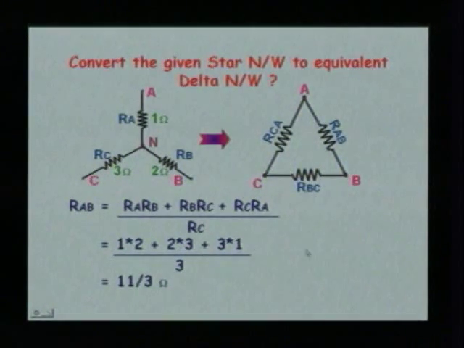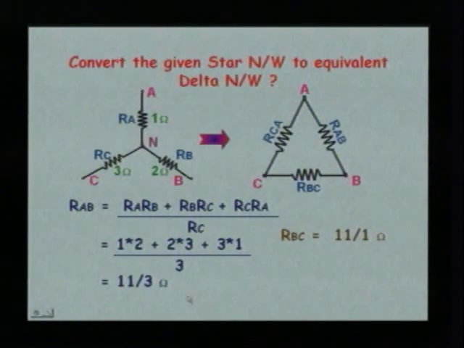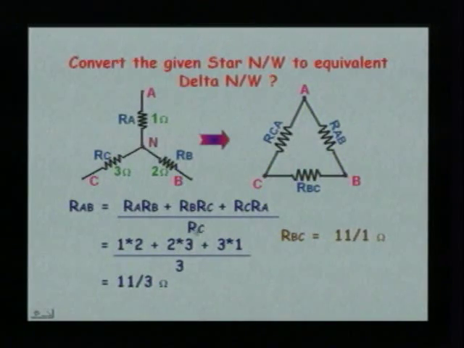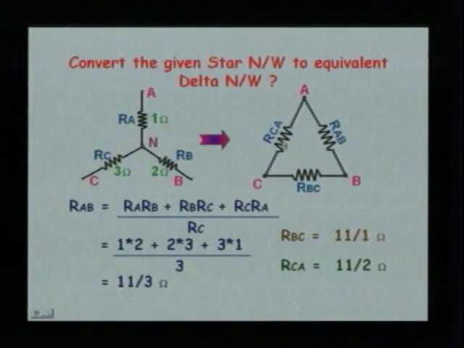Likewise, we can find RBC as well. RBC is equal to 11 by 1 ohm. We know this numerator is common for all the elements; only the denominator is changing. For RBC, it has to be RA. RA is 1, so it is 11 by 1 ohms. Likewise, RCA is equal to 11 by 2. For RCA, the opposite arm is RB, which is 2 ohms, that is 11 by 2 ohms.